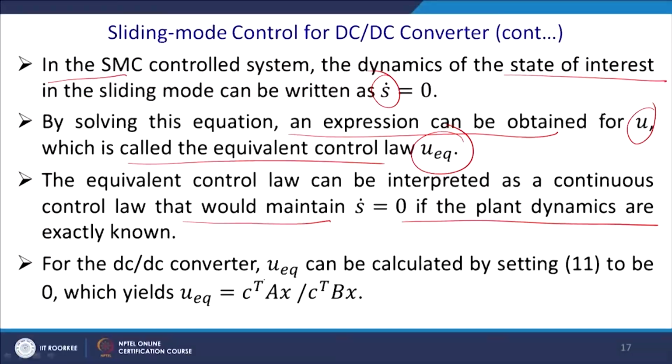And for the DC to DC converter, u equivalent can be calculated by setting this equation number 11, please refer back to the equation number 11, to be 0, yielding this u EQ equal to Ct Ax by Ct Bx.